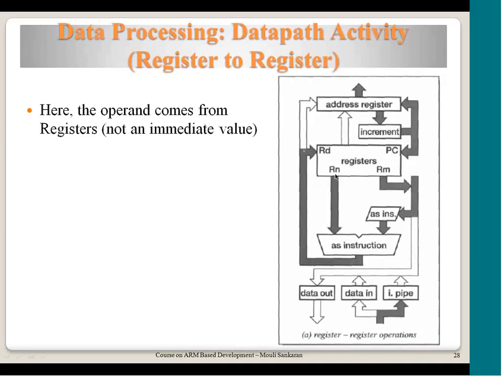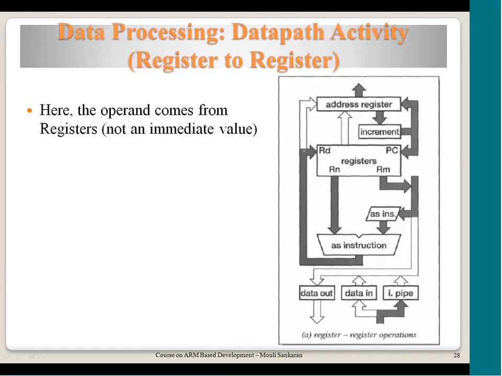This value is actually read from R. Suppose move R0, R1. Now R1 is read from the register file and then it is written into R0. So this all happens in one execute cycle.